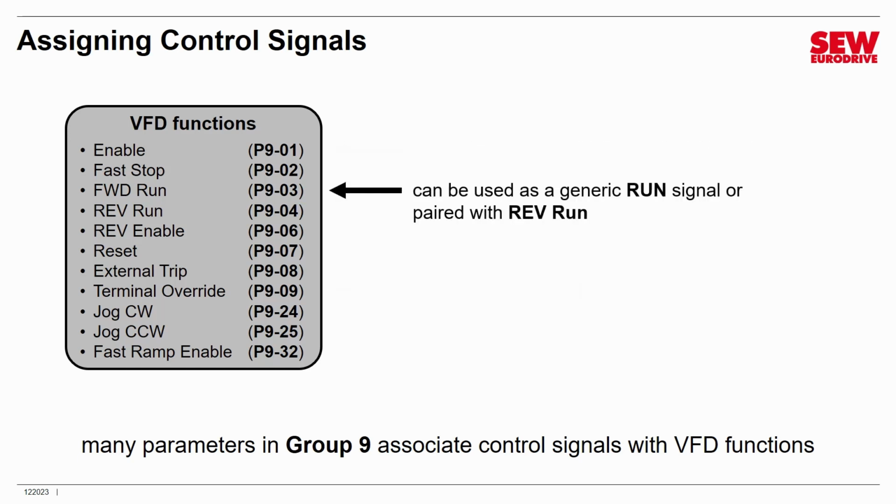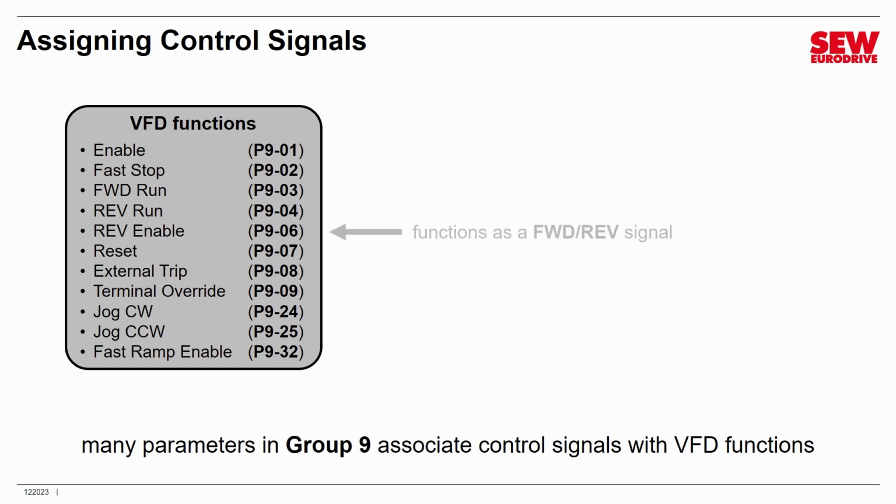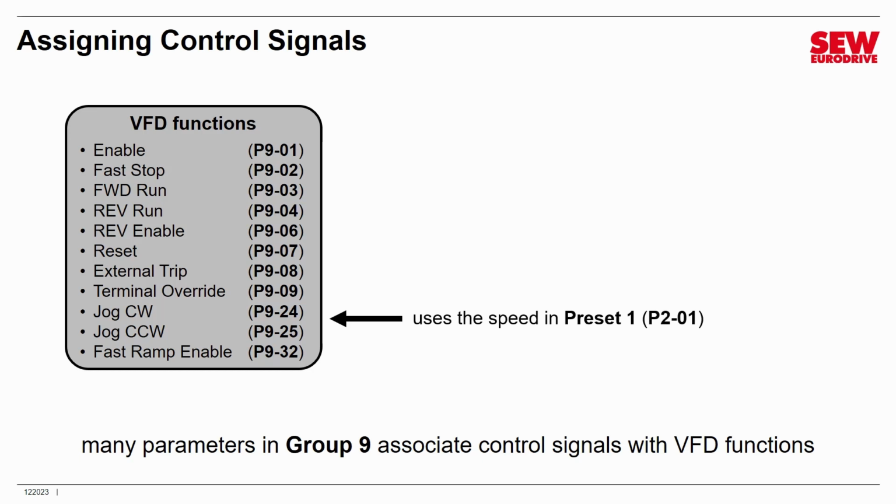All right, now the forward run can be used either as a generic run signal or you can pair it with the reverse run. So you can either have two signals controlling direction in this way, forward and reverse, or you can use forward run by itself as a generic run signal, and then if you want to control direction, you can use reverse enable, which functions as a forward reverse signal. It's up to you. Jog clockwise and jog counterclockwise activates a jogging speed. It uses preset 1, which is parameter 2-01. Usually jog speeds are set to fairly low RPM values, but of course that's fully within your control. So you can use this for jogging the VFD in one direction or both.